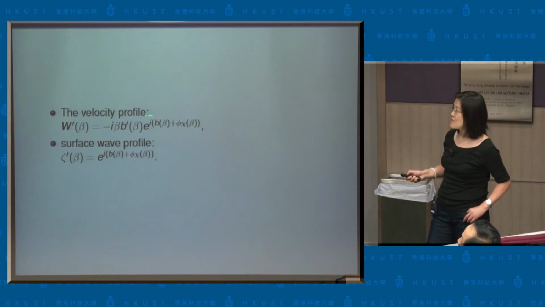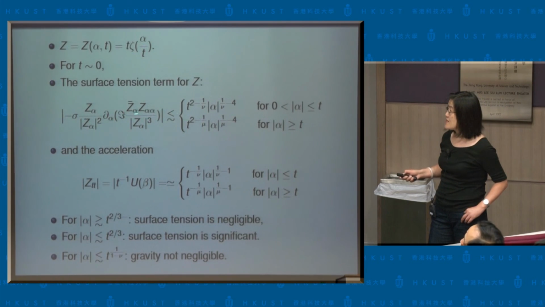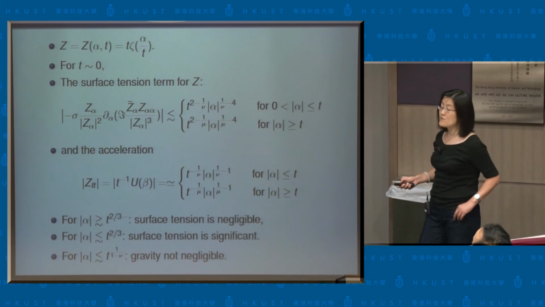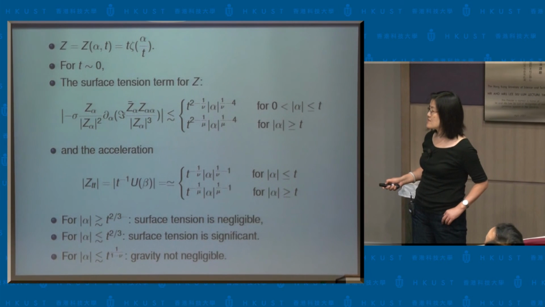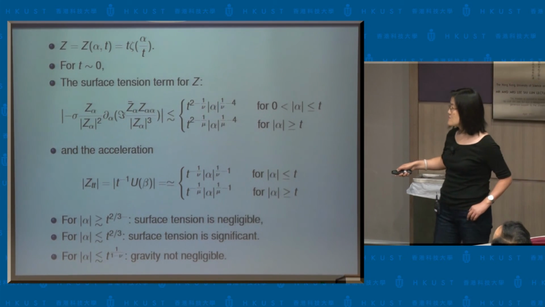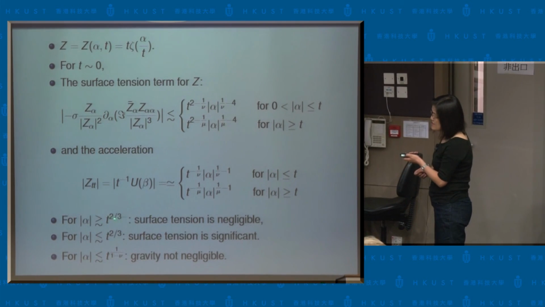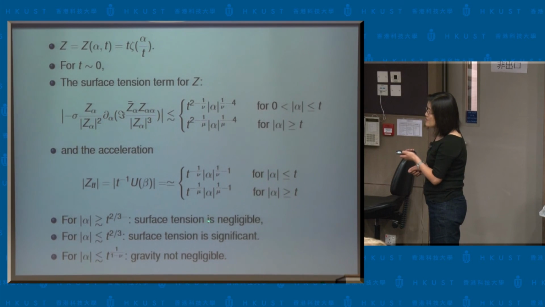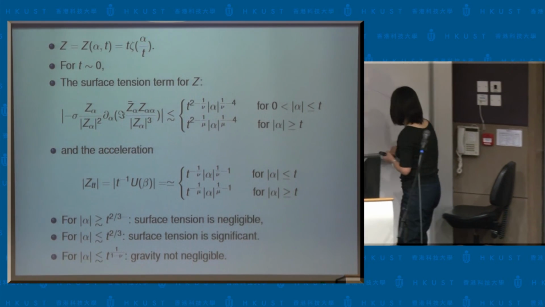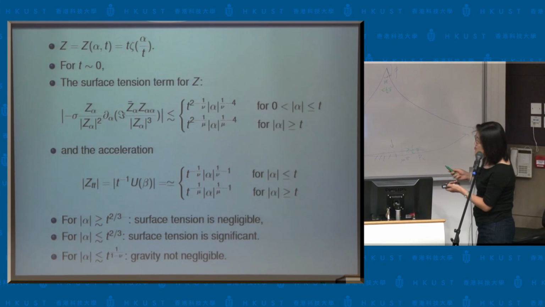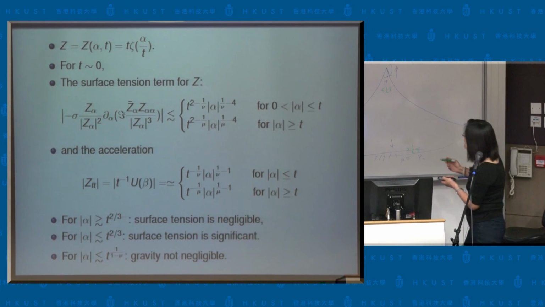So now it's easy. Once you have the profile, you can just plug in, check out the velocity, that's the surface tension, and you calculate the velocity. And we find that, remember, the singularity happens at t equal to 0, so we only care about t close to 0. For a region that's a little bit away from the tip, surface tension is negligible, but the surface tension is significant near the tip.